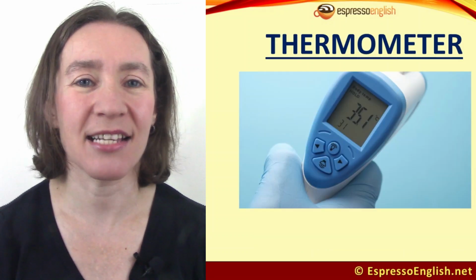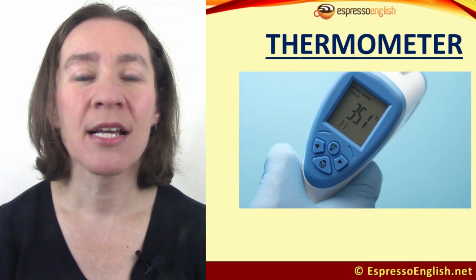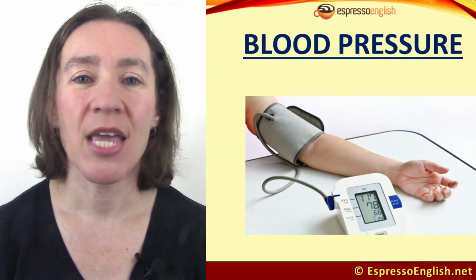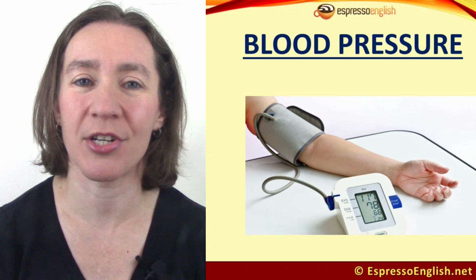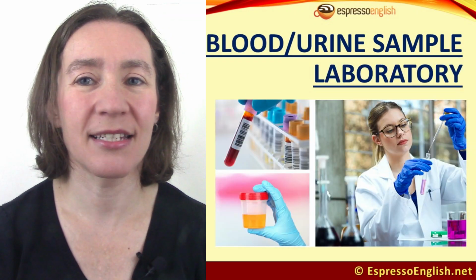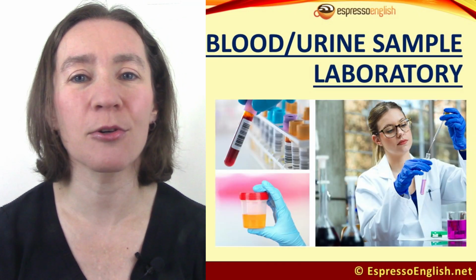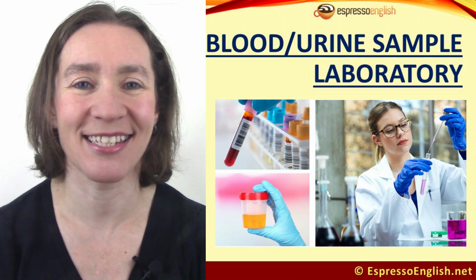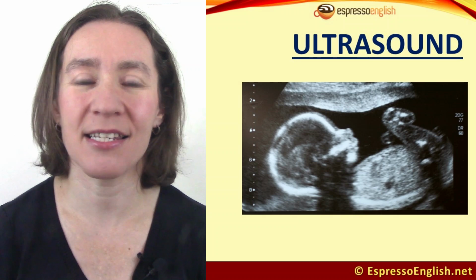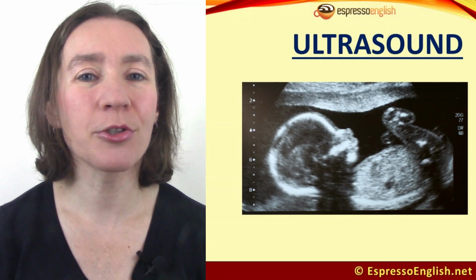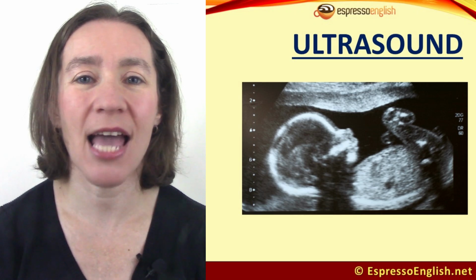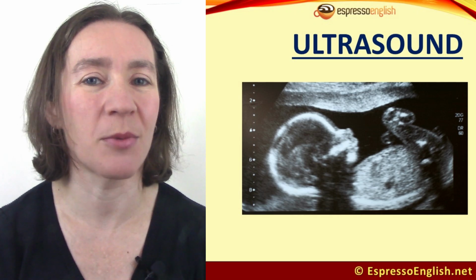A number of tests can be done at the hospital. Some basic ones are measuring your temperature with a thermometer and checking your blood pressure. It's also common to take a blood sample and a urine sample and send them to the laboratory for analysis. Some more advanced methods include an ultrasound, which uses sound waves to make an image. This is typically how they check the baby inside a pregnant woman.